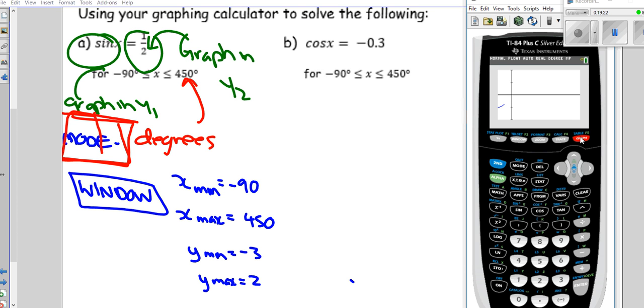Graph it. And then once we've done that, how do we find the solutions? We get the intercepts. How do we do that? Second calc 5, intersect. And then what do we do? We move it close to the intersection. Yep. And then enter, three times, yep, good.